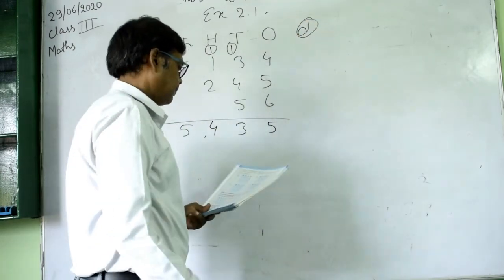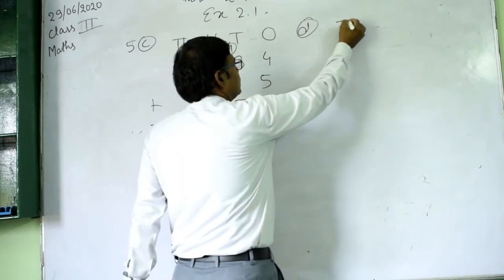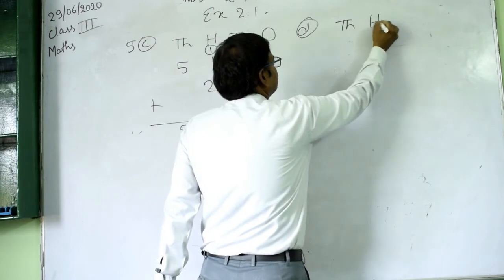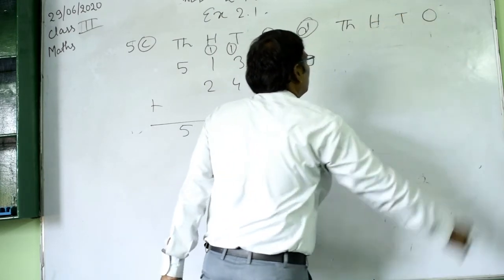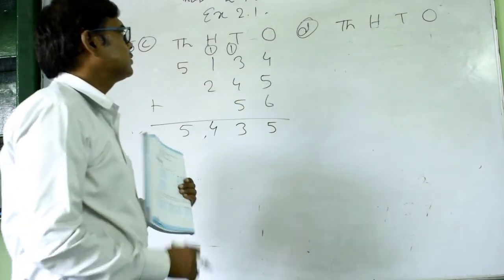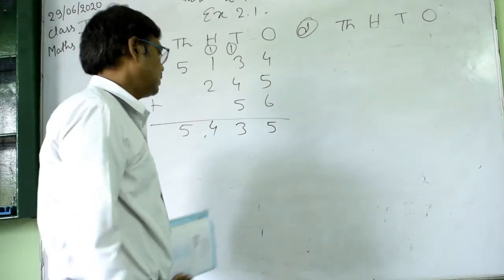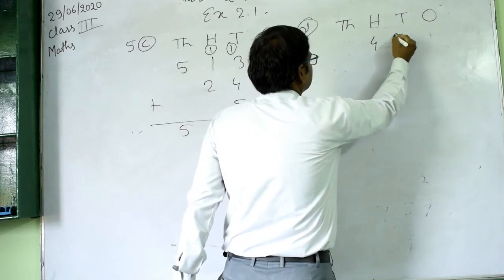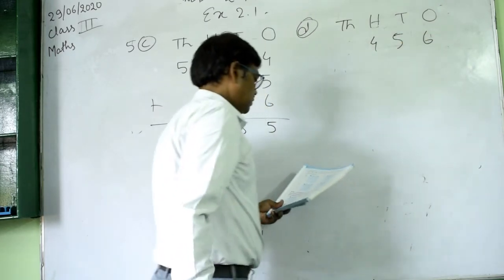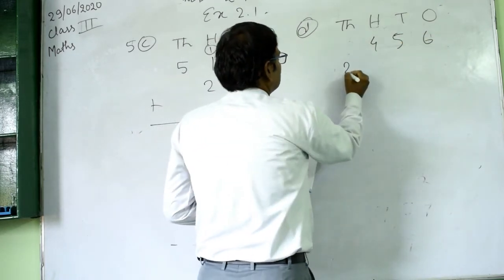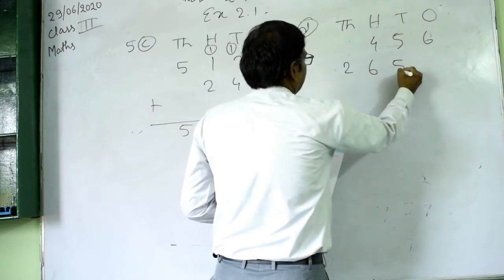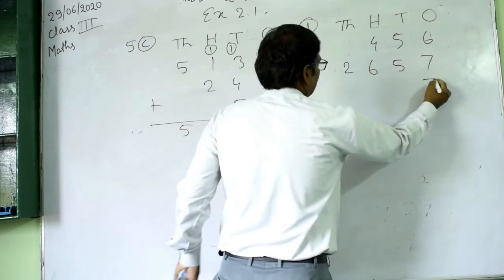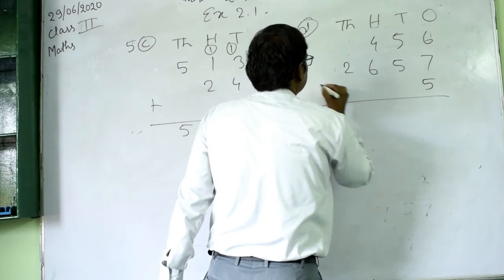This question D. Write again thousands place, that is TH, then H, then T and then O. That is thousands place, hundreds place, tens place and the ones place. And the first number is 456 and second number is 2657 and the third number is 5 only. So now add this number.